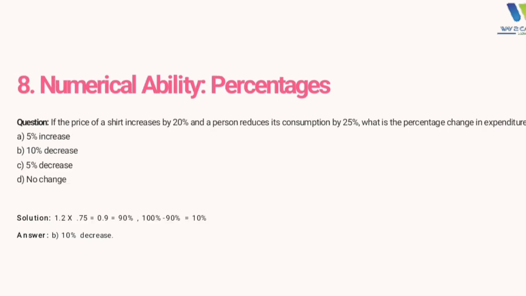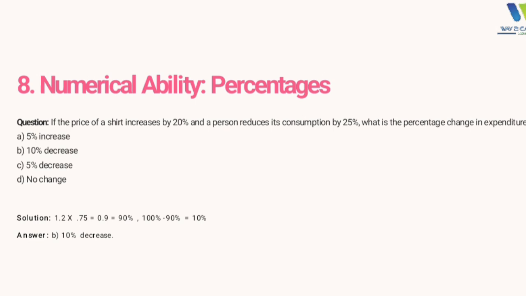Now the next question is numerical ability, that is percentages. If the price of a shirt increases 20% and the person reduces consumption 25%. See, let's assume that a shopkeeper is selling shirts. So he's getting some business. All of a sudden he has increased the price 20%, and the sales have decreased 25%. So what is the percentage change?